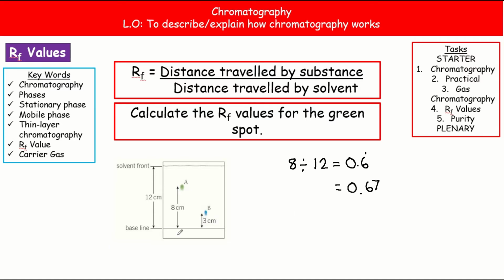Now on an exam paper, if they were to give you something like this without the measurements, then you measure from the baseline to the centre of the spot you're looking at. So just remember that it's always from the baseline, whether it is the spot or the solvent front. So from the baseline to the centre of the spot or to the edge of where the solvent gets to. Then use our formula up here and hopefully we got 0.67. Give yourself a tick if you got it right.